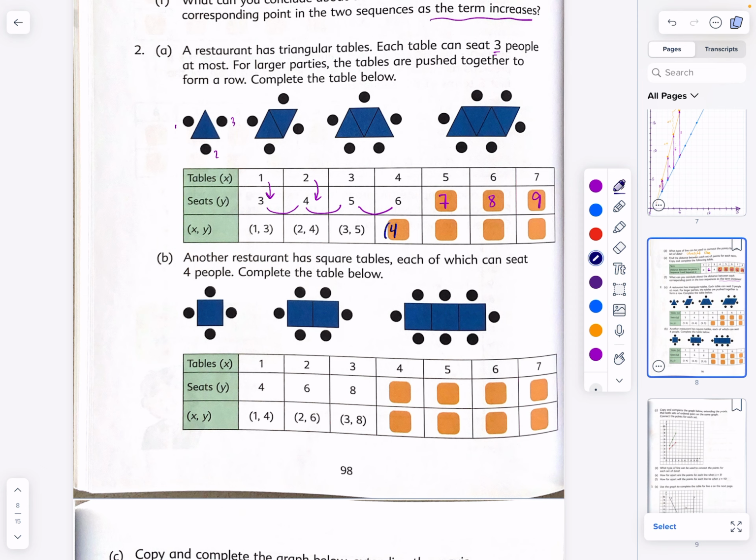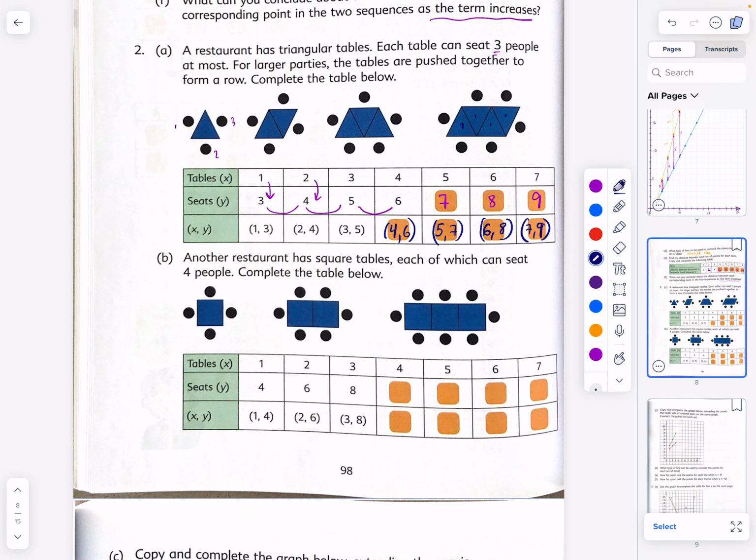When we have 4 tables, right? 1, 2, 3, 4, we will have 6 chairs. When we have 5 tables, we will have 7 chairs. When we have 6 tables, we have 8 chairs. When we have 7 tables, we have 9 chairs.